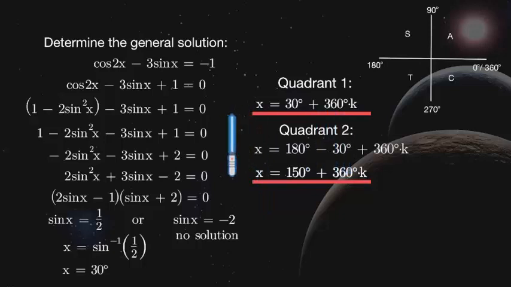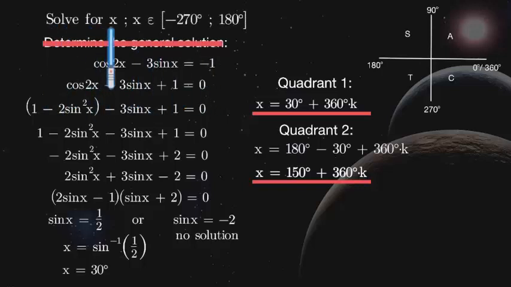But what happens if there is a restriction placed on the domain? Well, then we will not be asked to determine the general solution. We will rather be asked to solve for x, where x is an element of minus 270 degrees up to 180 degrees. This is the question, and this is the restriction of the domain for this example.